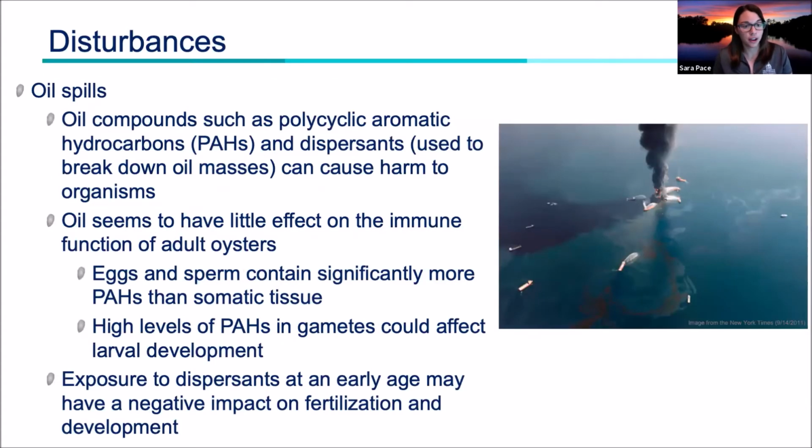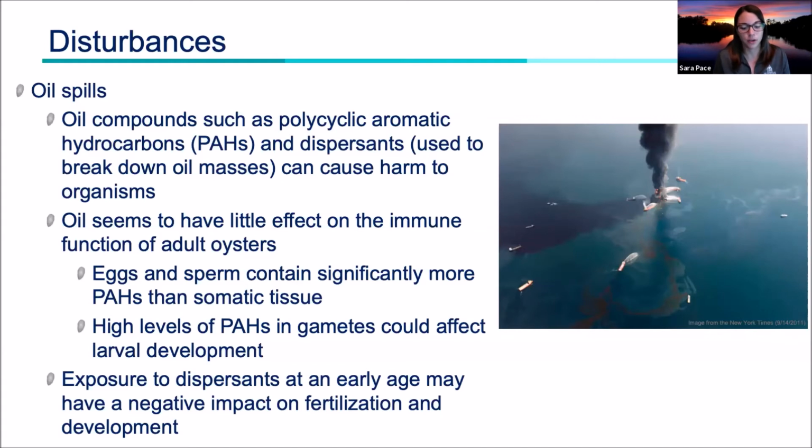Oil spills are another issue. Oil compounds such as polycyclic aromatic hydrocarbons, or PAHs, and dispersants, which are chemicals used to break down oil masses, can cause harm to organisms, though oil compounds seem to have little effect on the immune function of adult oysters.